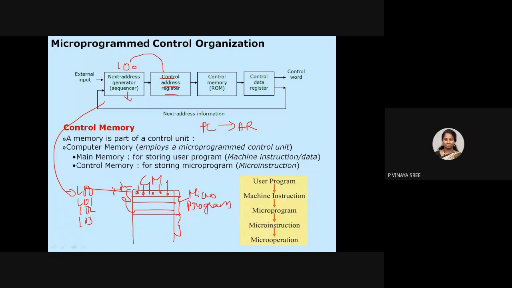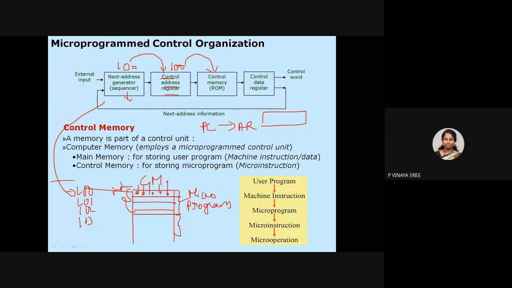So it places 100 in the control address register. Now, taking this address, it goes to the control memory, which is a read-only memory in this case. Inside this read-only memory you will have two partitions. So what are those two partitions?